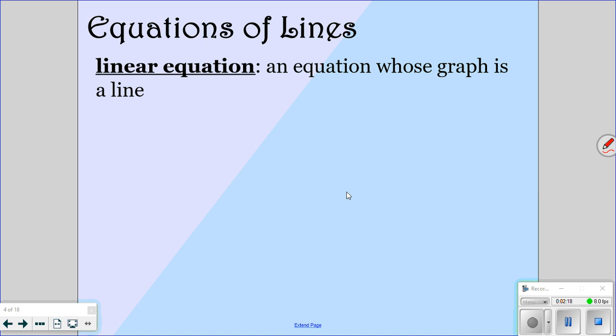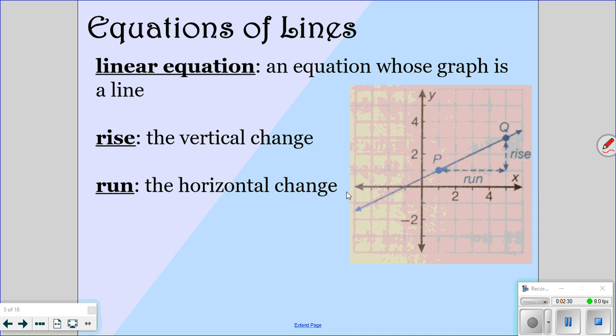So a linear equation is an equation whose graph is a line. Linear, you see the first 4 letters spells out line. A linear equation makes a line. The rise is the vertical change, so how much do you go up or down? The run is the horizontal change, how much do you go left to right? So when you're talking about slope, slope is the rise over the run.